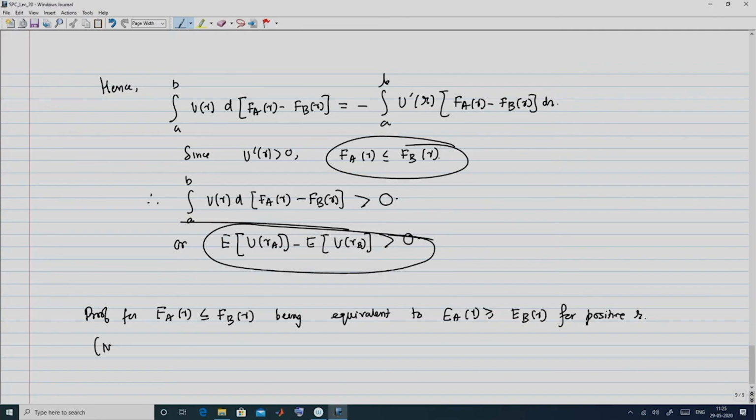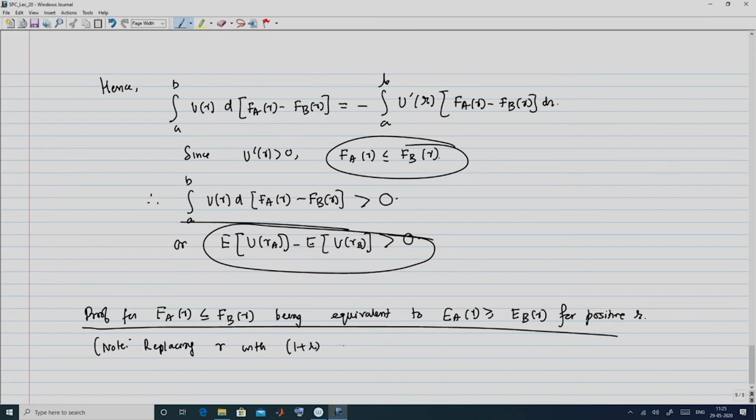And we just make a note before we start the proof that replacing R with 1 plus R does not impact the argument. This is just to accommodate the case that mathematically R can actually be between 0 and minus 1 also.